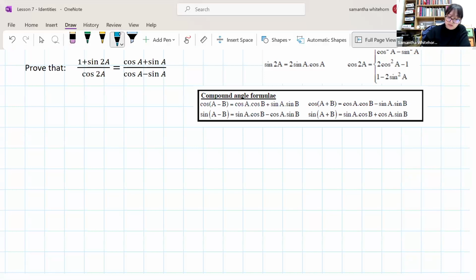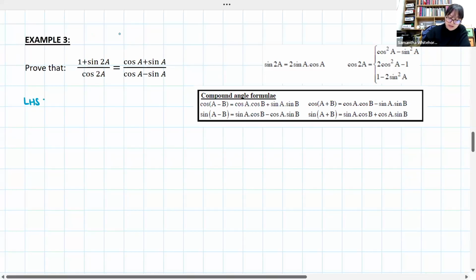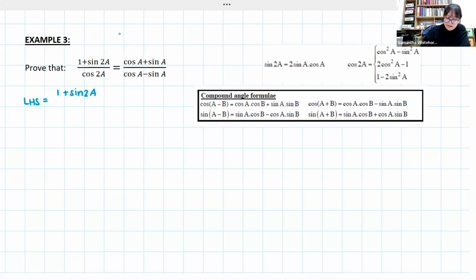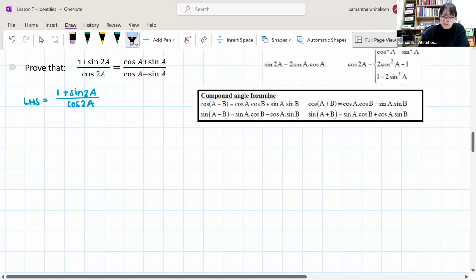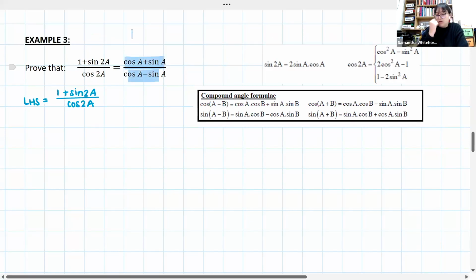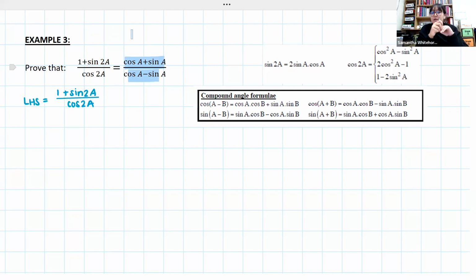Right, so my left-hand side is the (1 plus sine 2a) over cos 2a. Now also, guys, if you have a look at your right-hand side, cos a plus sine a and cos a minus sine a are reminiscent of factorized brackets. We saw that earlier. Remember when we did the difference of squares? Those look like the difference of squares brackets. So there's probably going to be some factorization that I need to do here.